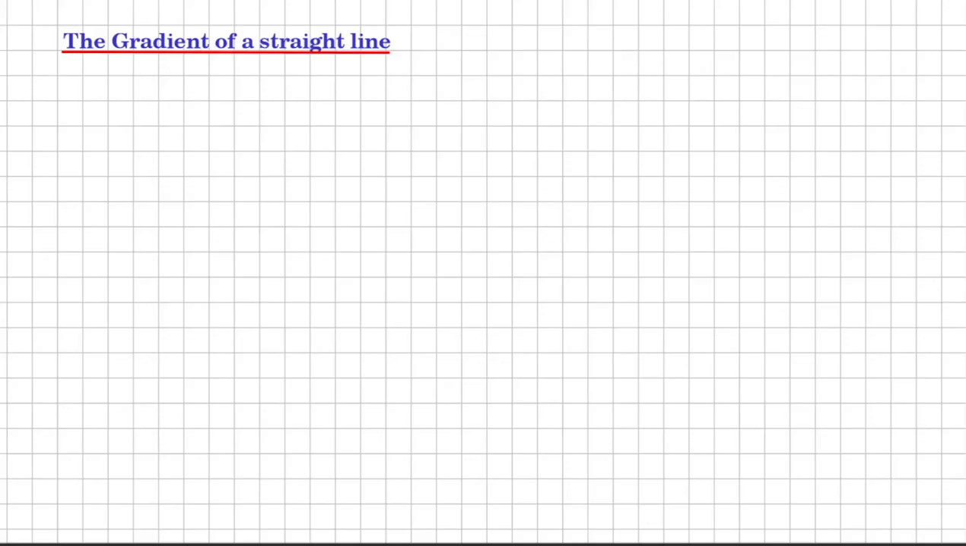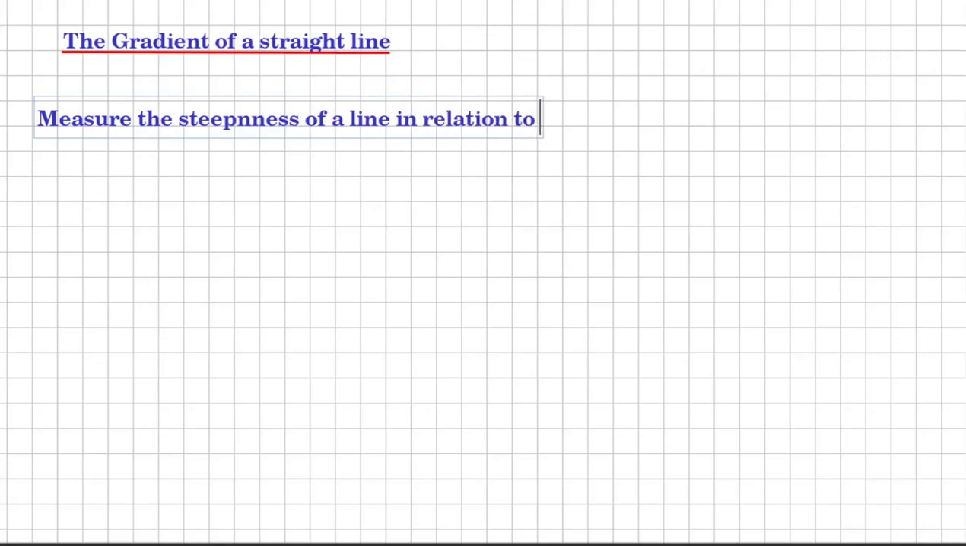In this lesson, or rather in this video, we are going to talk about the gradient of a straight line. Now, what is this gradient? Gradient is nothing but a value that measures the steepness of a line in relation to the horizontal axis. That's what the gradient does. It just measures how steep a line is in relation to the horizontal axis.